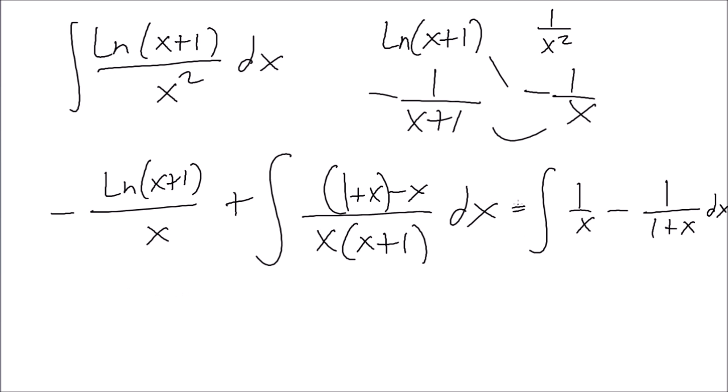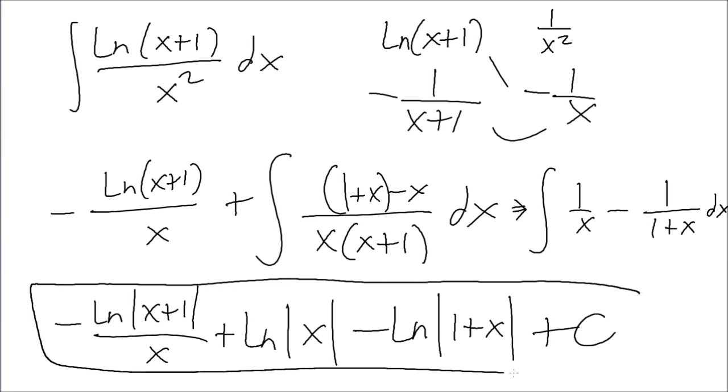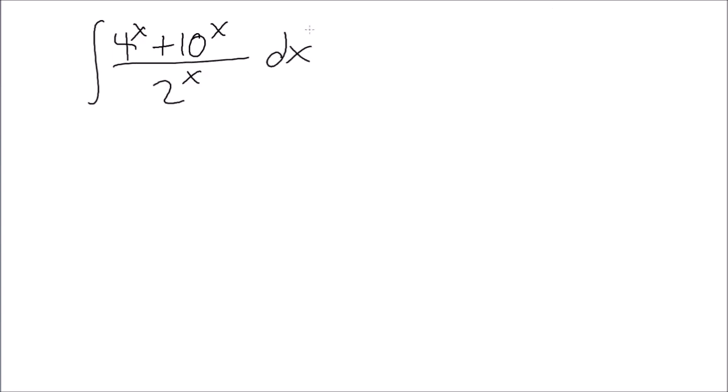So now the answer is just negative ln of x plus 1 over x plus ln of x minus ln of 1 plus x. And that's our answer. Oh God, what the hell is this?